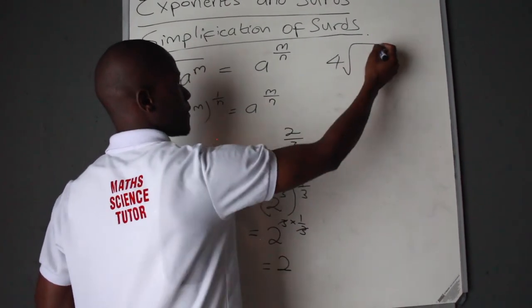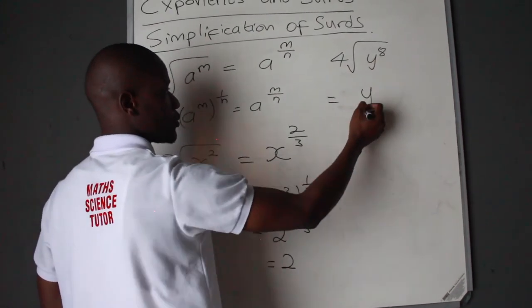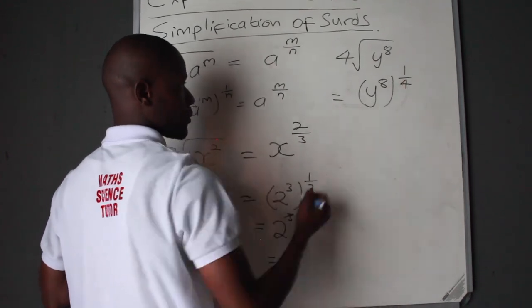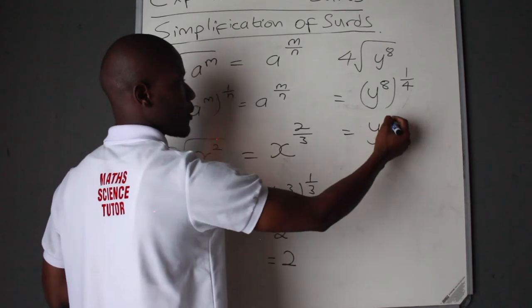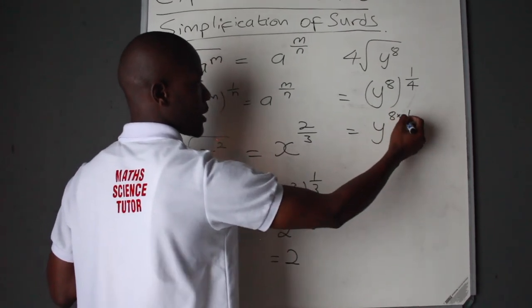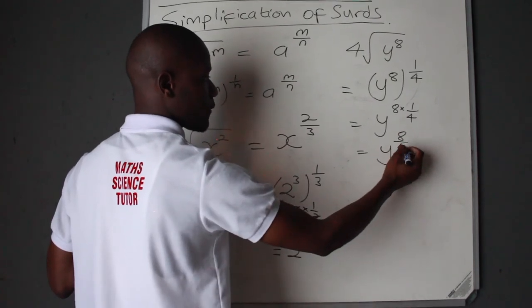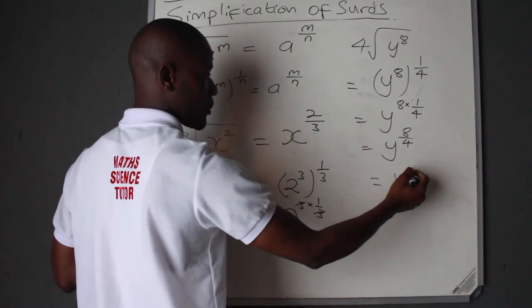So the fourth root of y to the power 8 is going to be y to the power 8 all raised to the power 1 over 4. We multiply exponents. It is y to the power 8 multiplied by 1 over 4, which is y to the power 8 over 4. And 8 over 4 is 2, so it is y to the power 2.